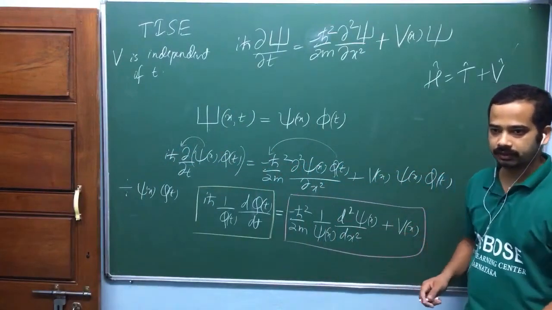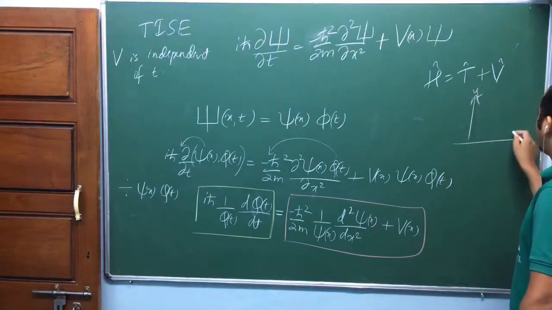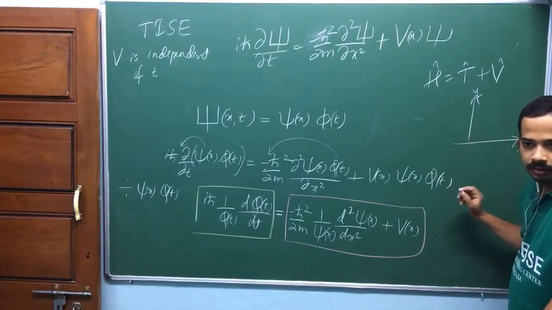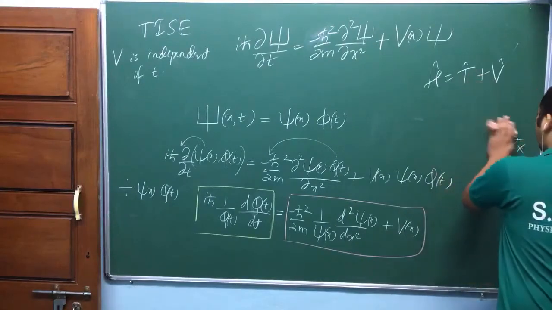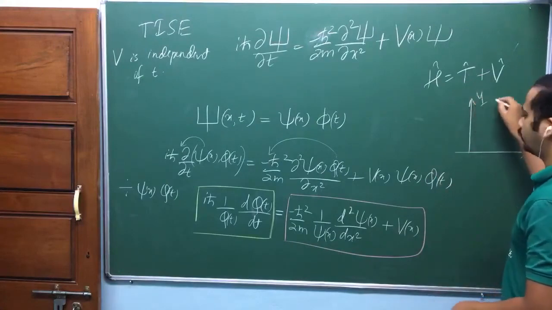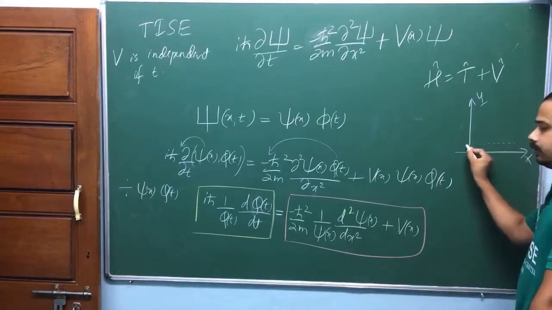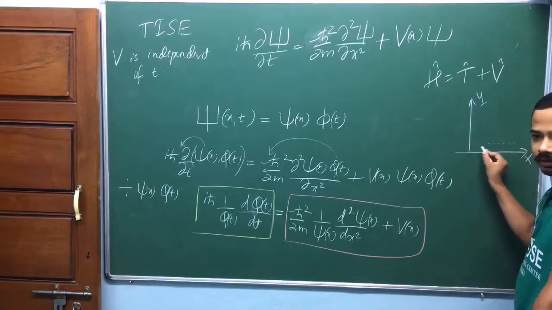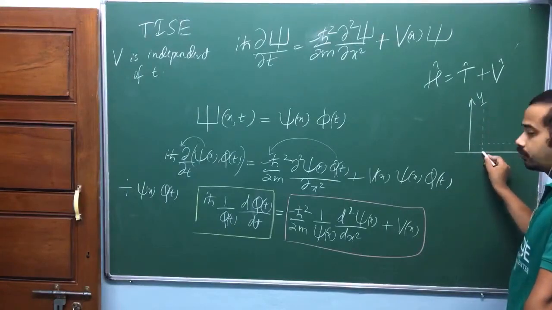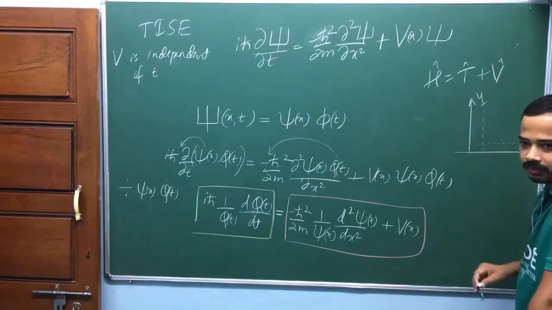Independent means, can you imagine? y and x are independent. Y axis here, x axis here, isn't it? That means you can vary x without varying y. You can go parallel to the x axis. You can vary y without varying x. Is that okay? That's the meaning of independent variable.